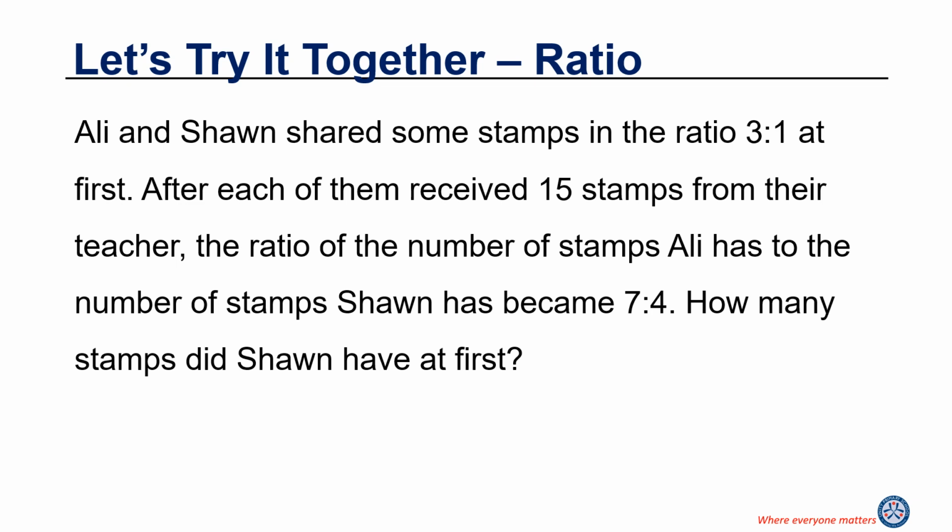Ali and Sean shared some stamps in the ratio 3 to 1 at first. After each of them received 15 stamps from their teacher, the ratio of the number of stamps Ali has to the number of stamps Sean has became 7 to 4. How many stamps did Sean have at first?